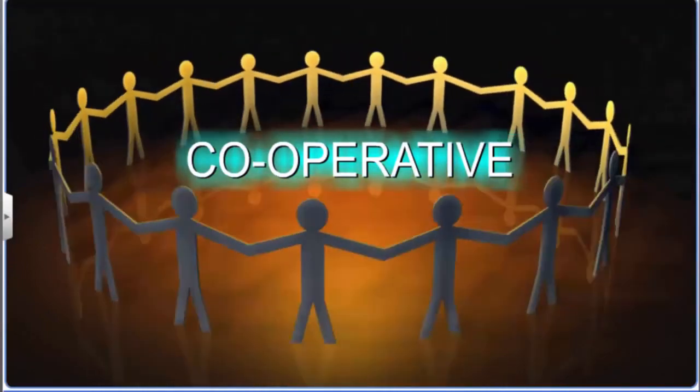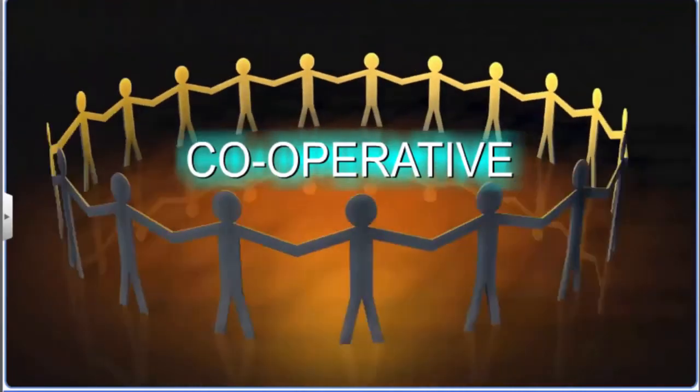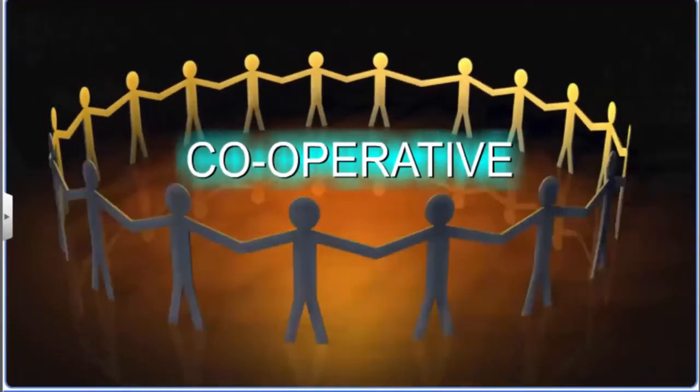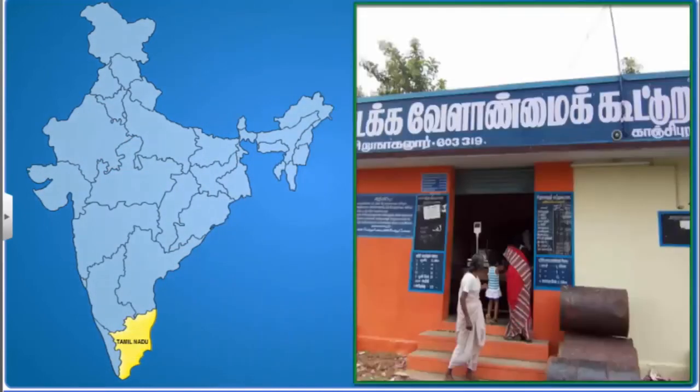Cooperative societies in India are playing a significant role in ensuring food security. Although cooperative societies exist all over India, they are more active in the western and southern regions of the country. In Tamil Nadu, around 94% of all fair price shops run under the public distribution system are managed by cooperatives.